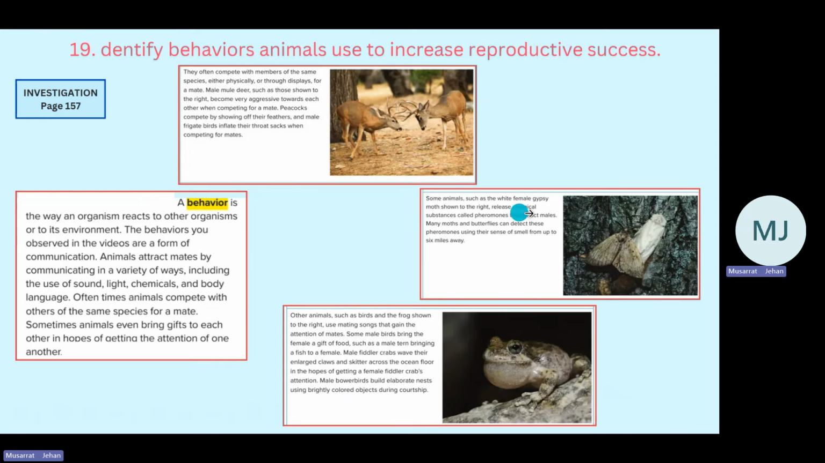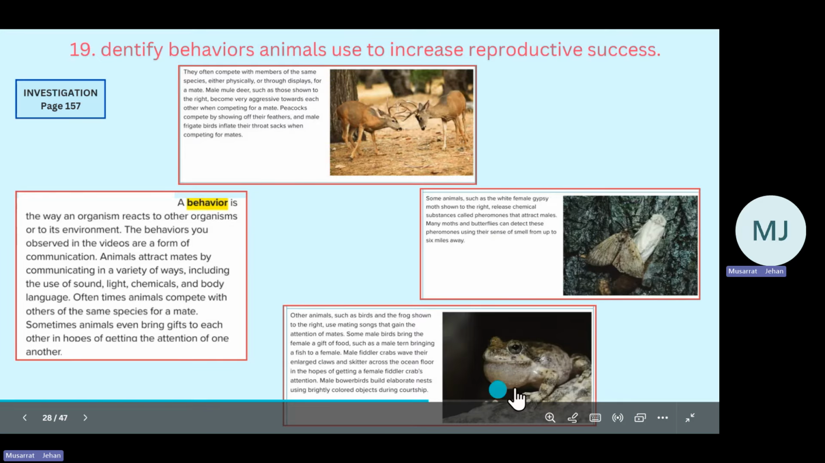Some animals, such as the white female gypsy moth, release chemicals called pheromones. You should remember this term, pheromones. They are used to attract males. The female produces pheromones to attract males. Many moths and butterflies can detect these pheromones from a distance of nearly 6 miles, and they can be attracted towards it.